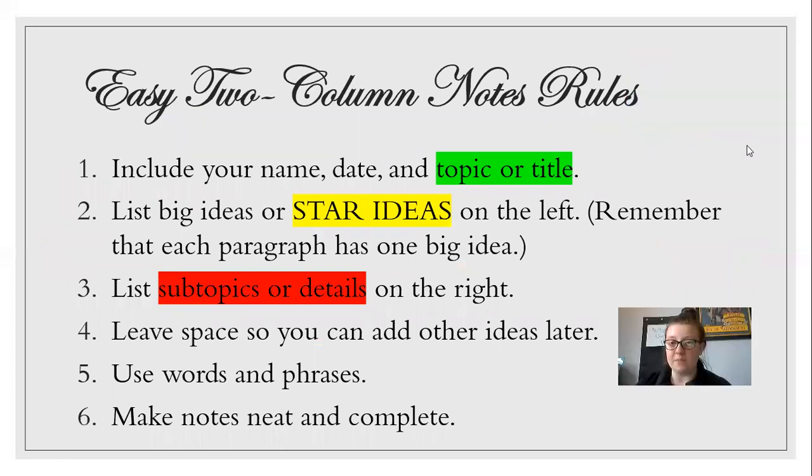So, easy 2-column notes rules. Include your name, date, and topic or title at the top. List big ideas or star ideas on the left. Remember that each paragraph or section should have one big idea. List subtopics or details on the right. Leave space so you can add other ideas later.